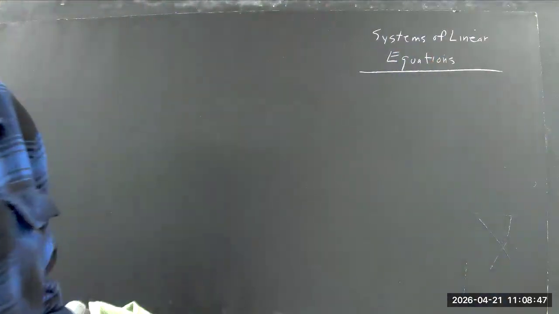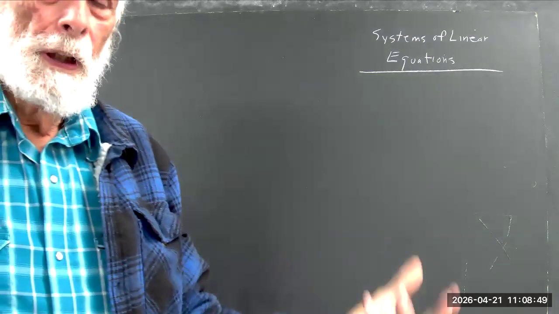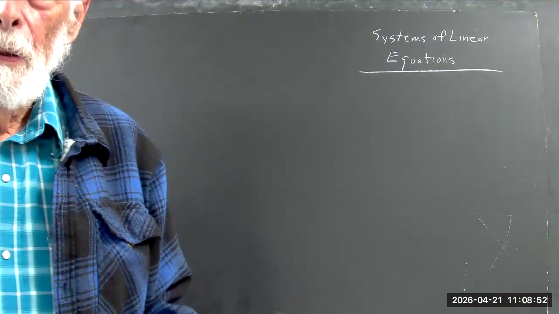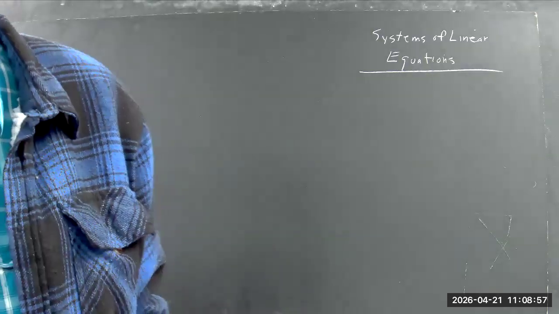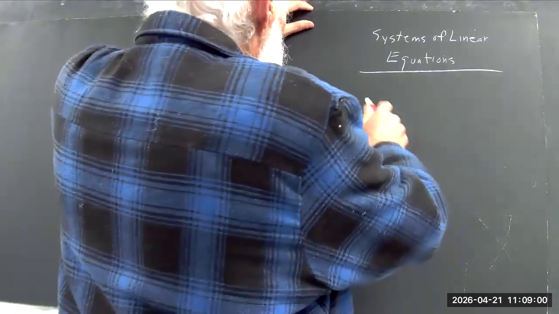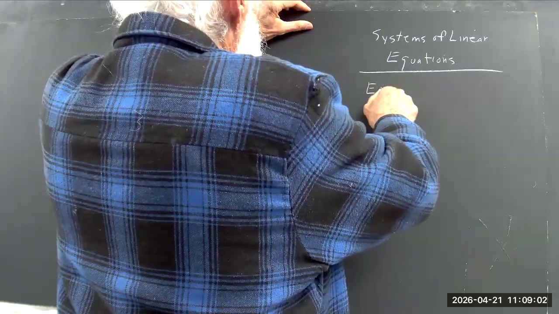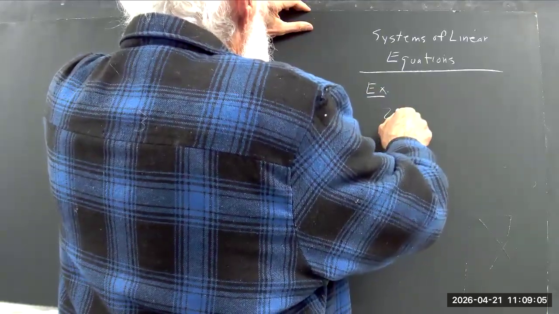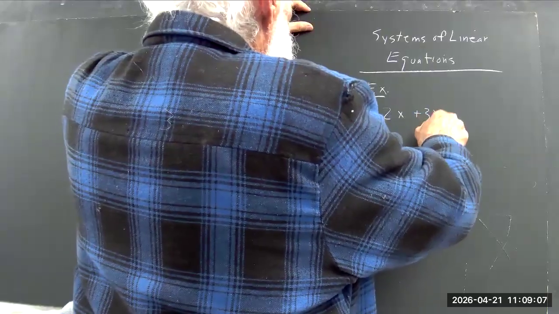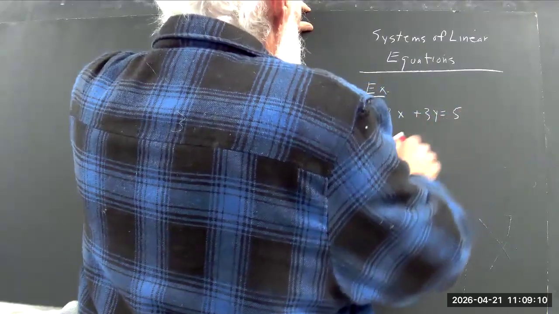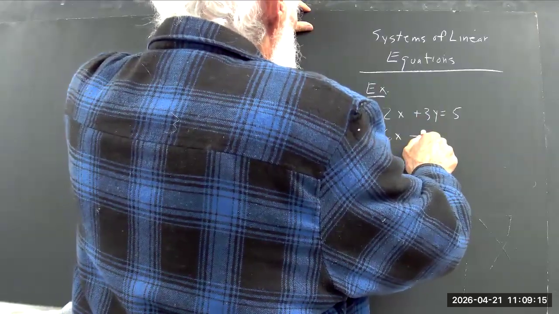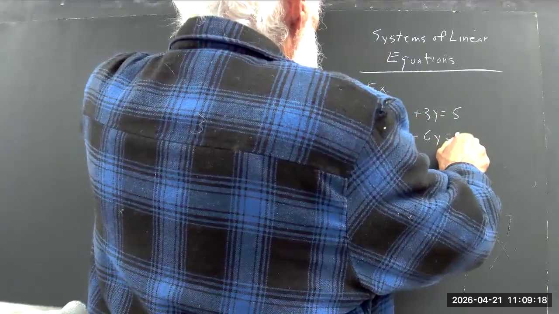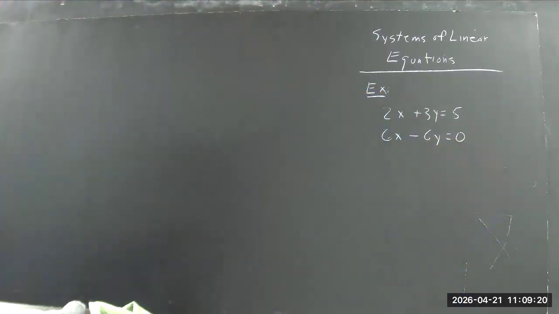Now you're going to want to look at the video because there are a lot of nuances, a lot of things that I'm not going to be able to say as slowly and as clearly as I ordinarily would. But let's take an example. System: 2x plus 3y equals 5. The system: 6x minus 6y equals 0. A very simple system of equations.